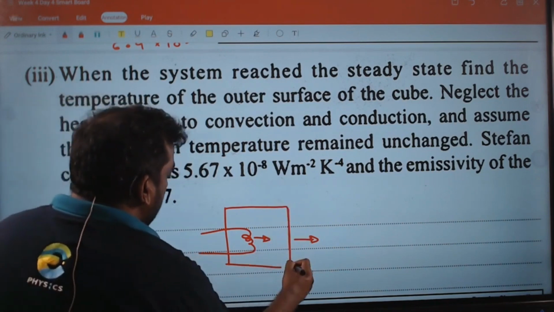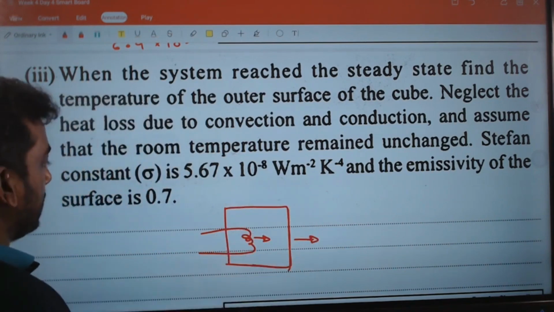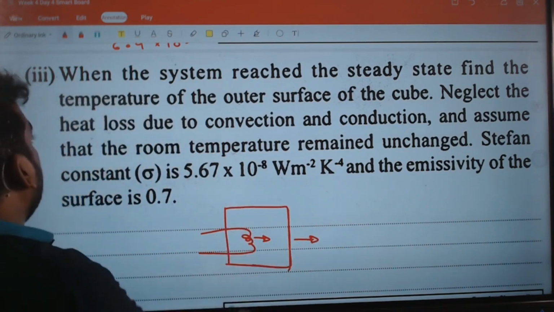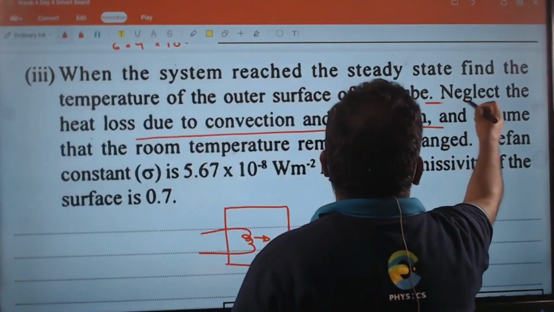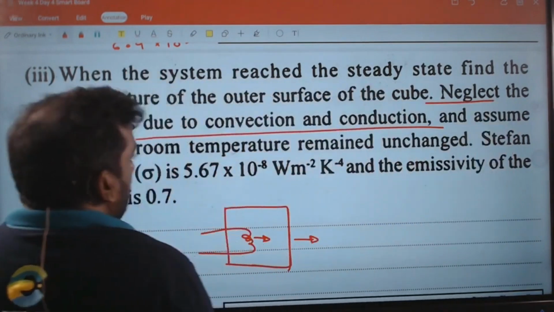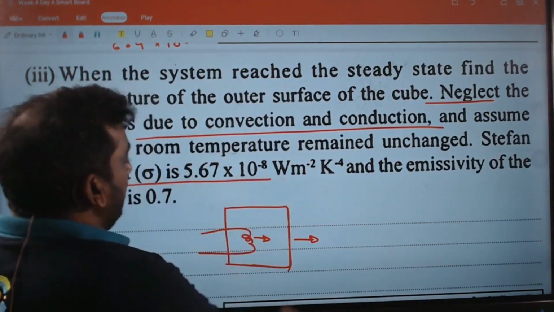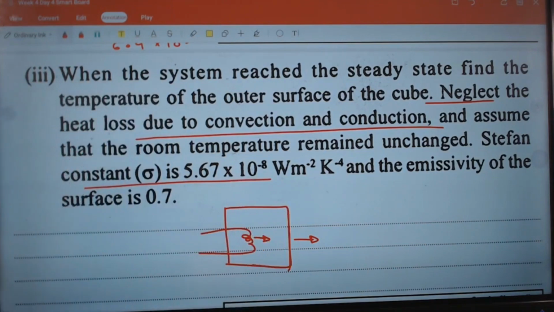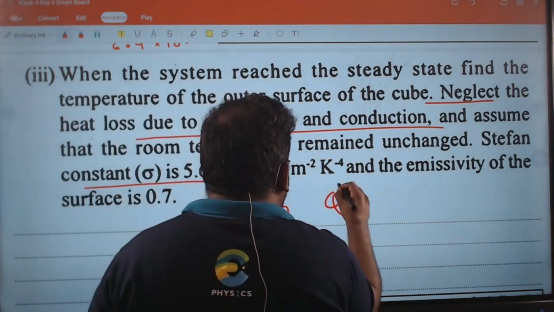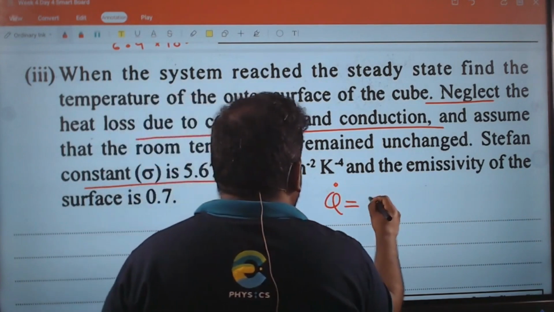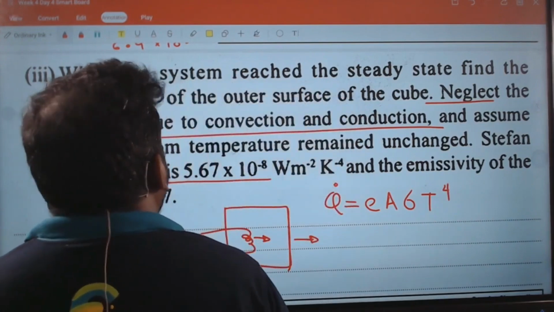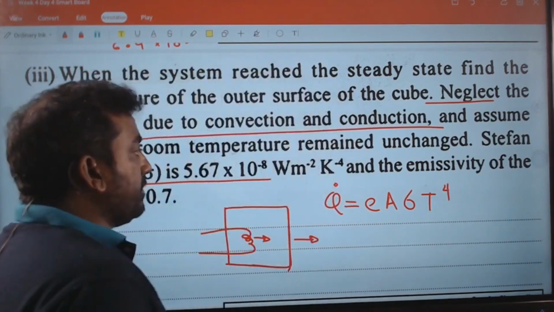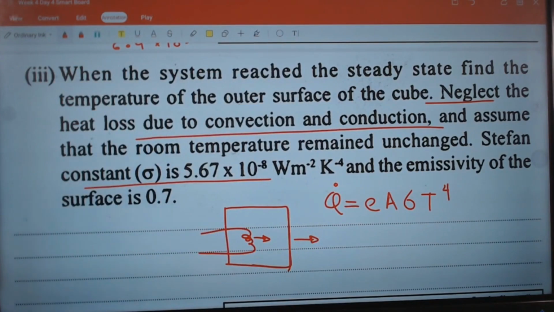Now, the rate at which heat is lost to the surroundings is by what? By radiation, sorry. Heat loss due to convection and conduction are neglected. Stefan constant is given, so guaranteed radiation is there. So Q dot equals E A sigma T to the power 4, where T is the temperature of the outer surface.